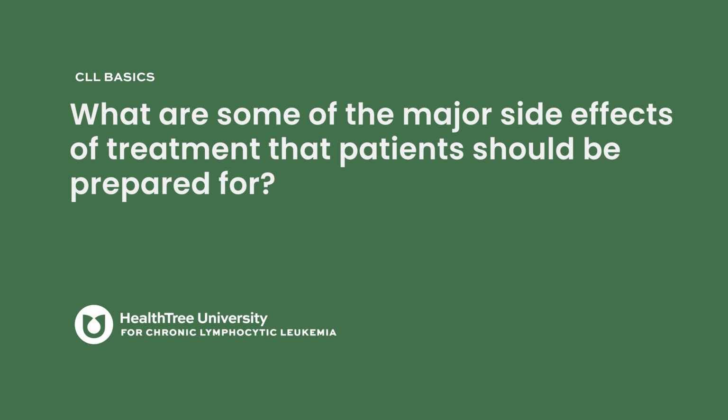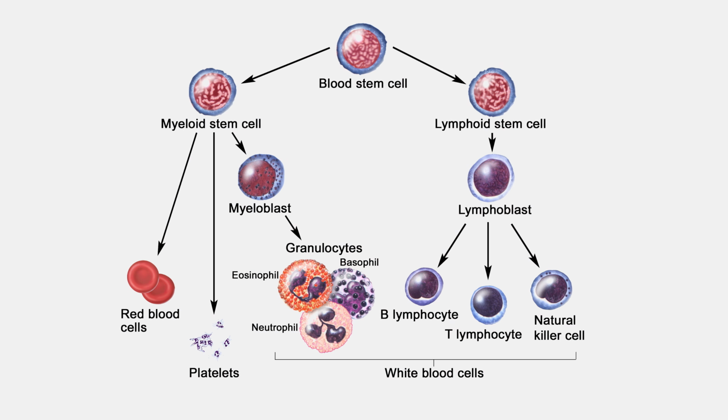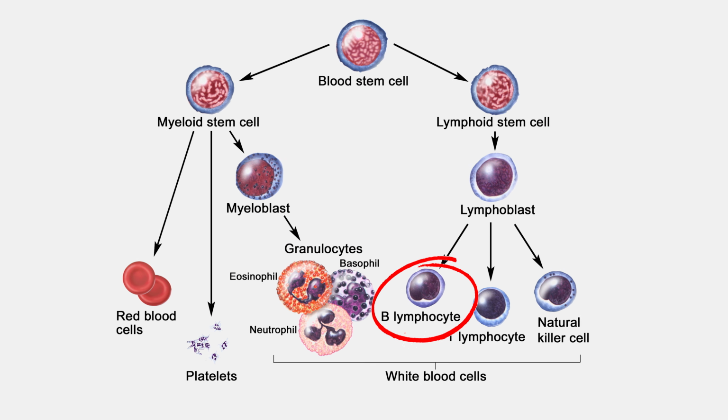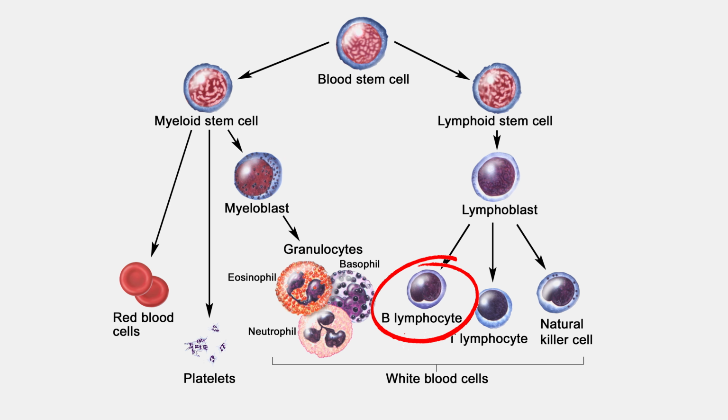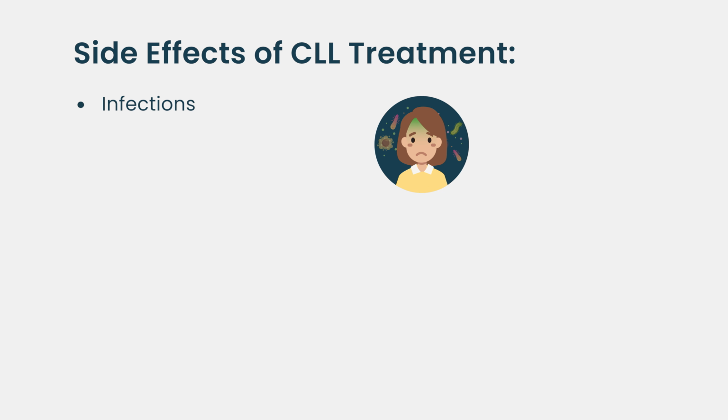What are some of the major side effects of treatment that patients should be prepared for? CLL typically is a disease of B cells, and a CLL B cell is one which is not functional. And at the same time, the treatments that we use can affect all B cells, and that's one of the reasons that there is a very high likelihood of infections, both because of the disease and because of the treatment.